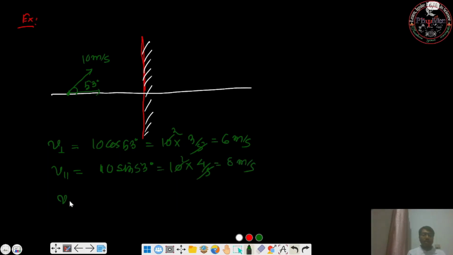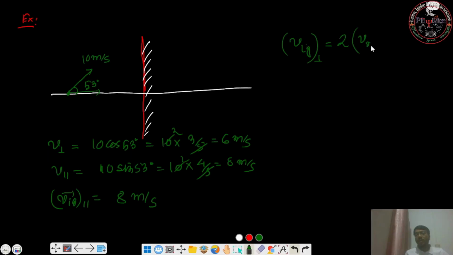So the velocity of the image with respect to ground, the parallel component, will be 8 meters per second, right, because the parallel component does not change. But for the velocity of the image with respect to ground, the perpendicular component will be equal to 2 times the velocity of the mirror with respect to ground, its perpendicular component, minus the velocity of the object with respect to ground, or its perpendicular component.